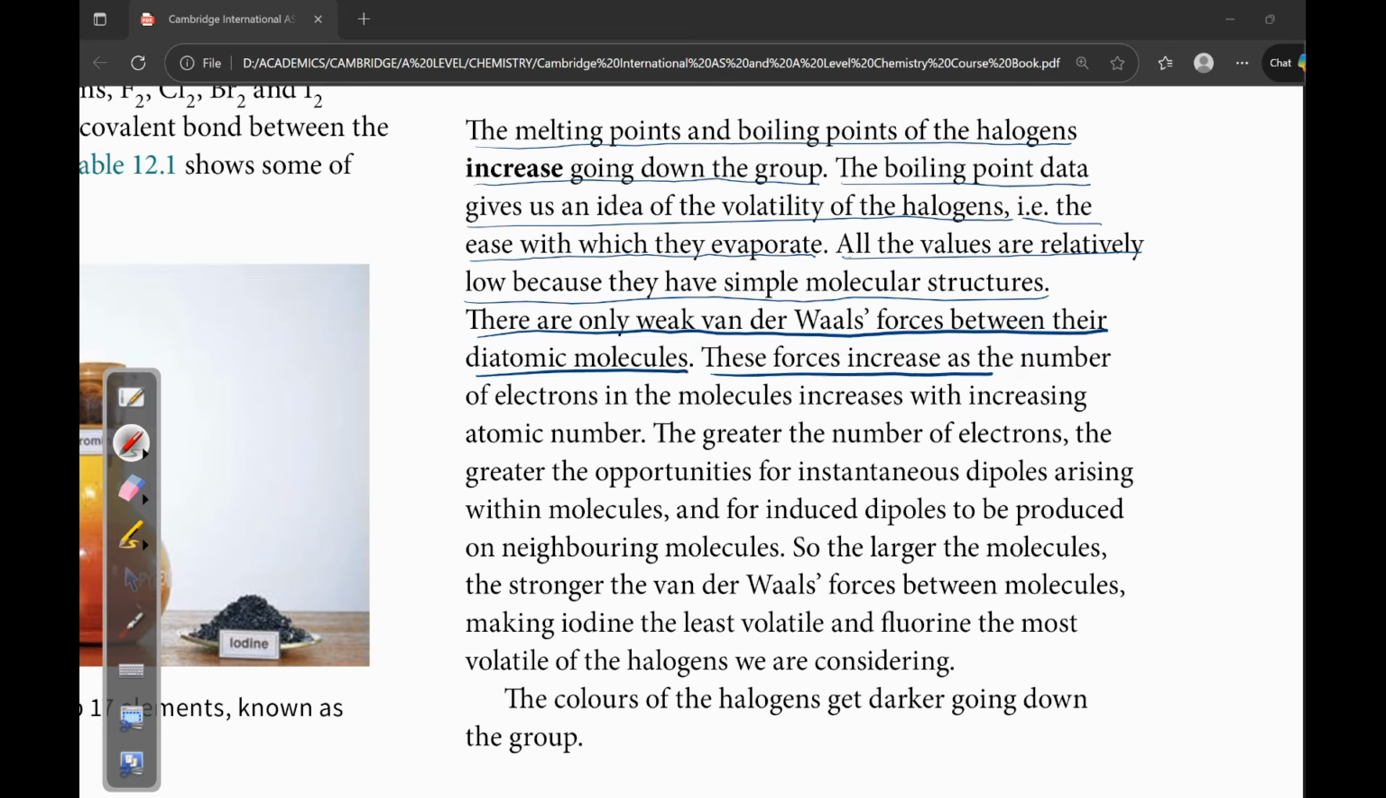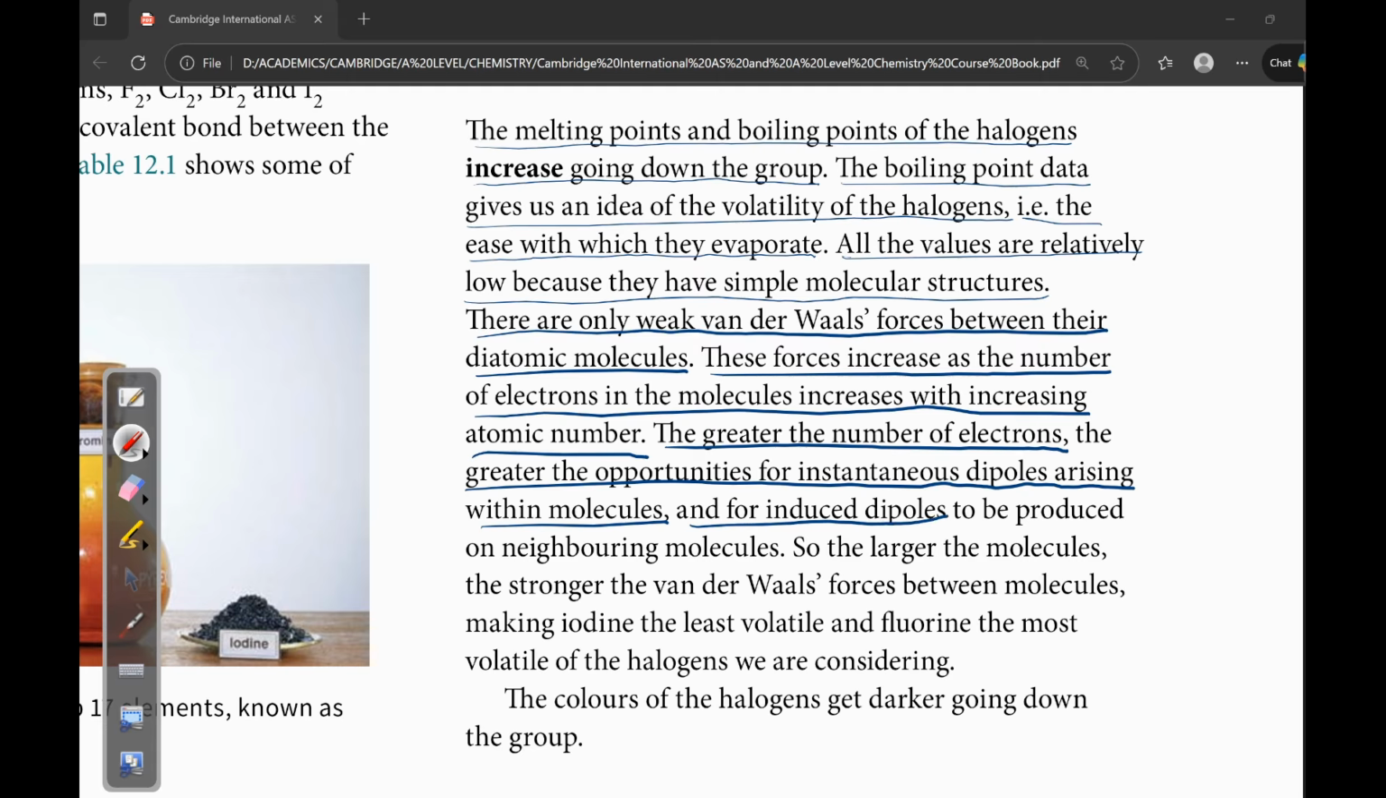These forces increase as the number of electrons in the molecules increases with increasing atomic number. The greater the number of electrons, the greater the opportunities for instantaneous dipoles arising within molecules and for induced dipoles to be produced on neighboring molecules. So that's why we say ID: instantaneous dipoles, then induced dipoles, okay?